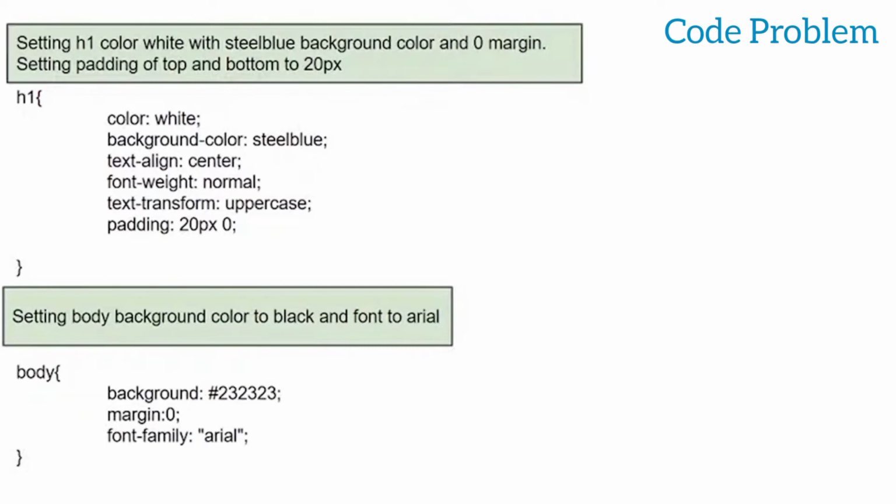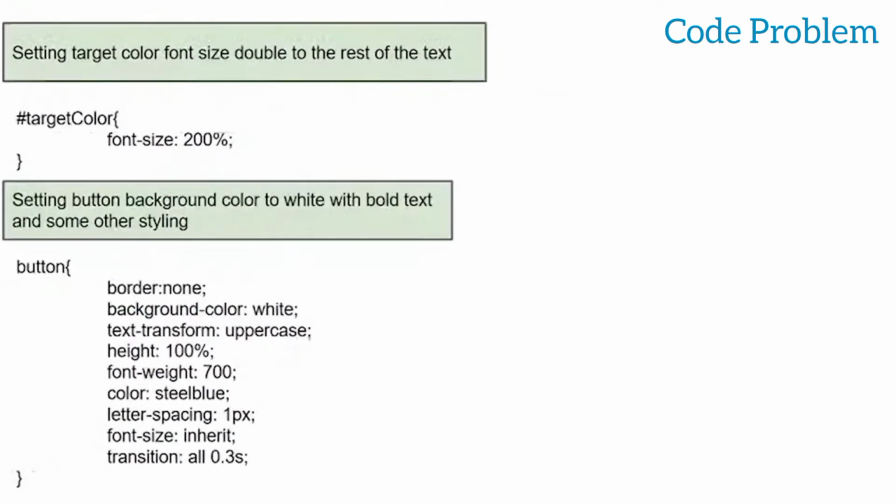The body element, everything that is written in it will be of color black. So this octothorpe 232323 can be replaced with black. There's nothing new to it. Then the margin is 0, and the font family is Arial. This is the body tag. These styles are added to the body tag.